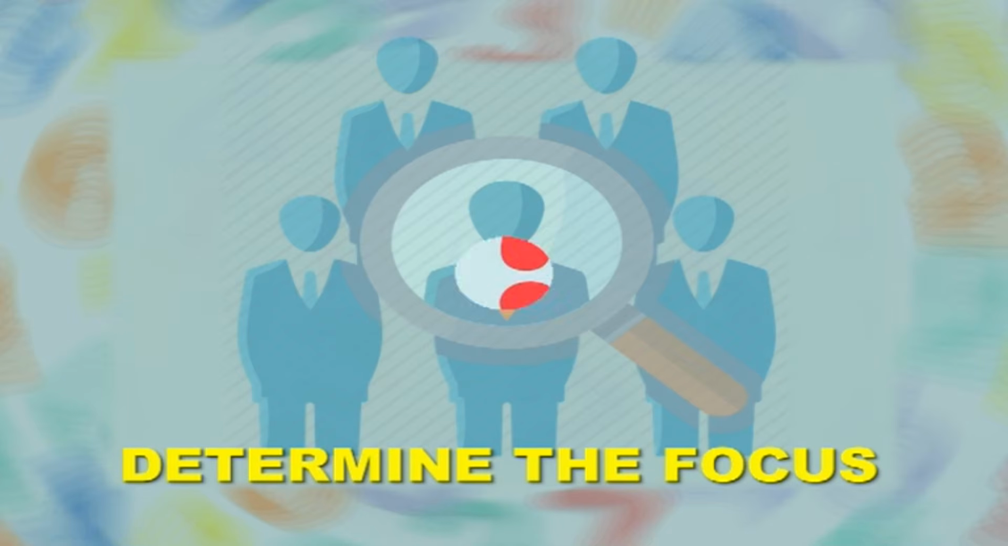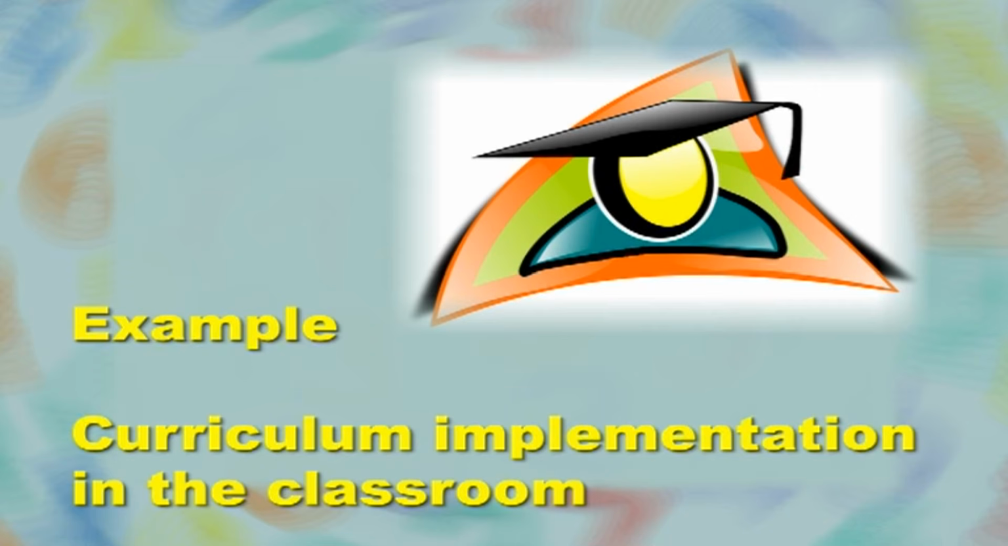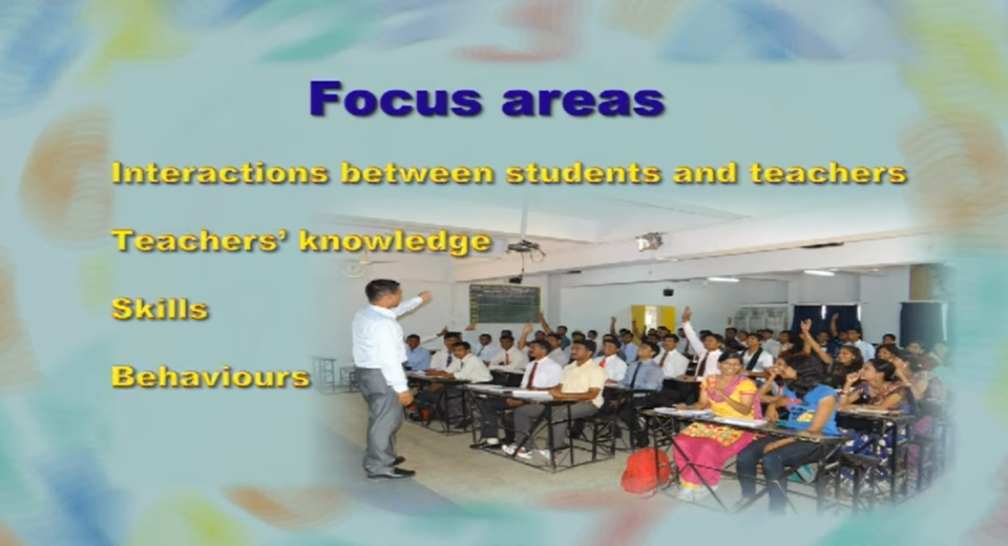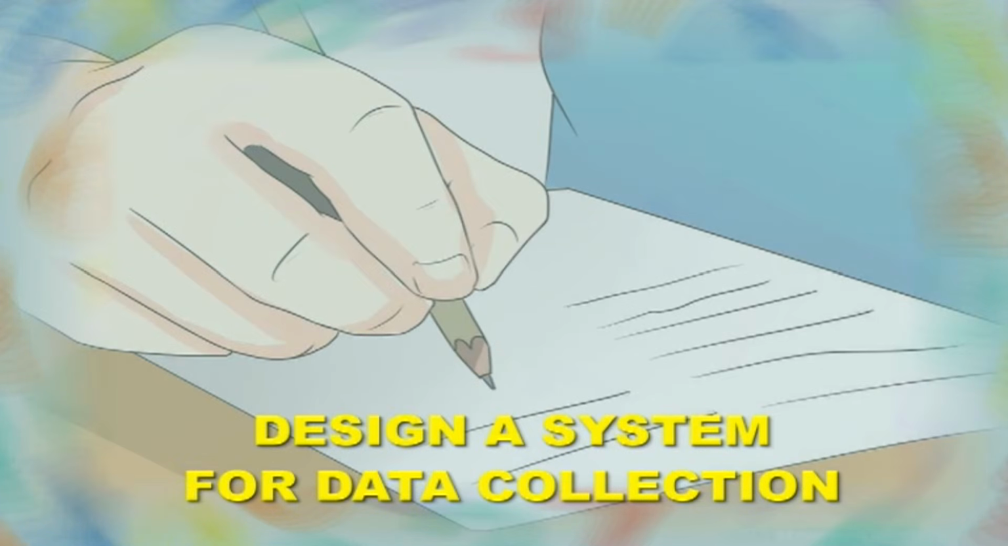Determine the focus. Think about the evaluation questions you want to answer through observation and select a few areas of focus for your data collection. For example, you may want to know how well a curriculum is being implemented in the classroom. Your focus areas might be interaction between students and teachers, knowledge, skills and behaviors.